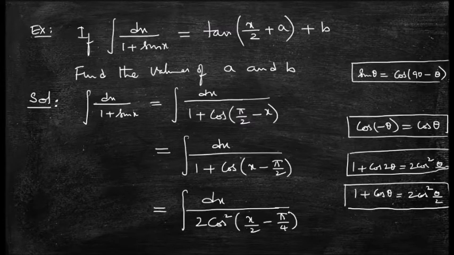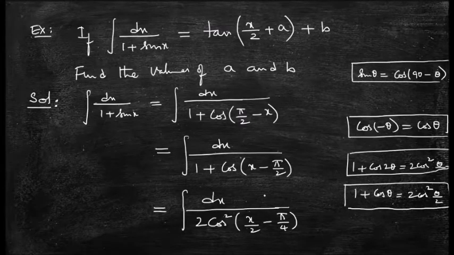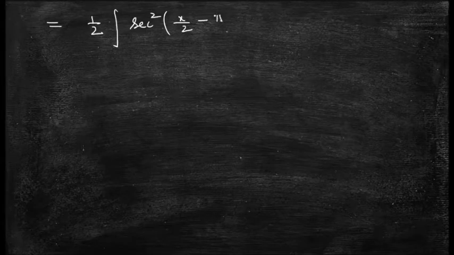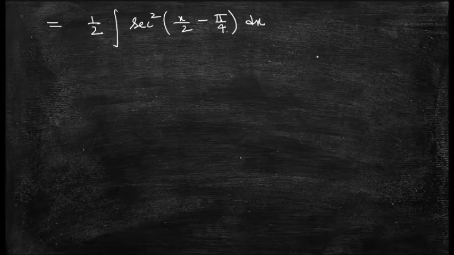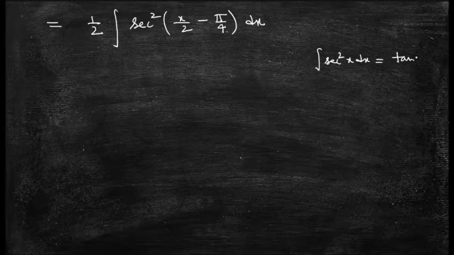The angle got divided by 2, so x by 2, pi by 2 by 2 is pi by 4. This is equal to half times 1 by cos square x, we can write it as secant square x, secant square of x by 2 minus pi by 4 dx. What is integration of secant square x? Is tan x.